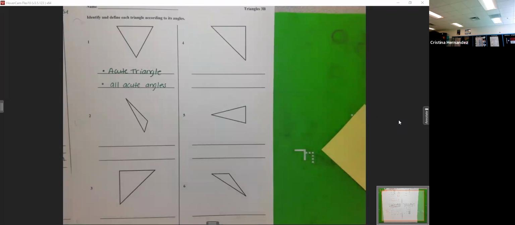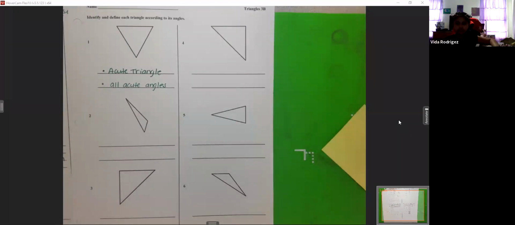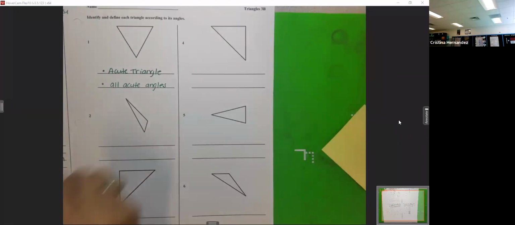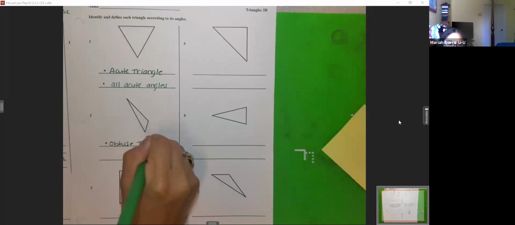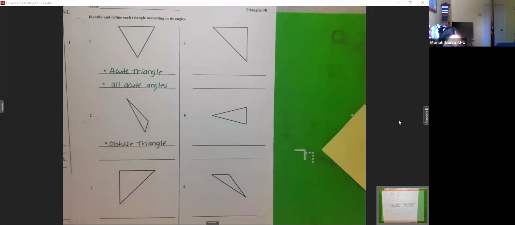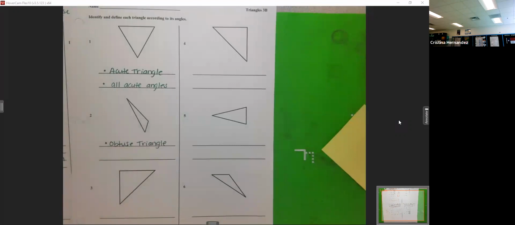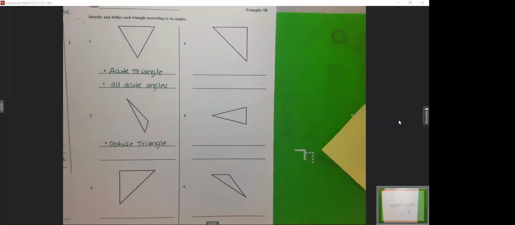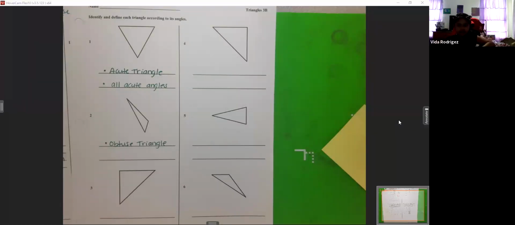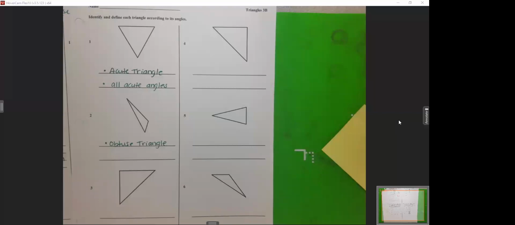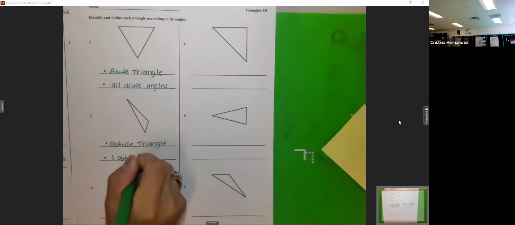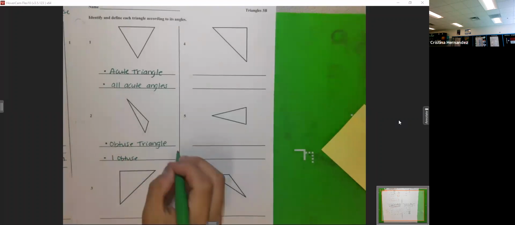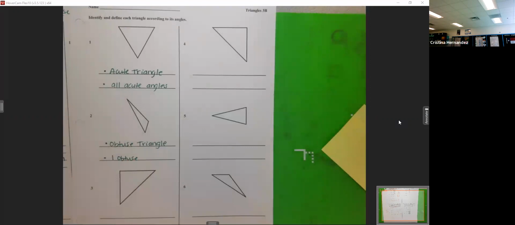What type of triangle is the next one? Obtuse. Oh, cute. Yeah, finally woke up. It only took 2 minutes. Obtuse triangle. How many obtuse angles does an obtuse triangle have? One obtuse angle. Yes. So one obtuse. If it has more than that, it wouldn't be a triangle. It'd be some weird shape. One obtuse angle.